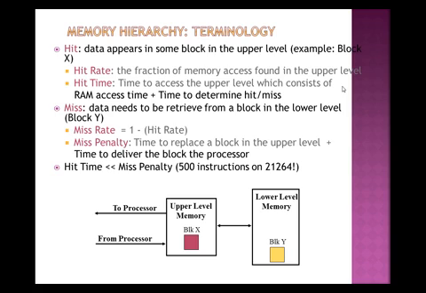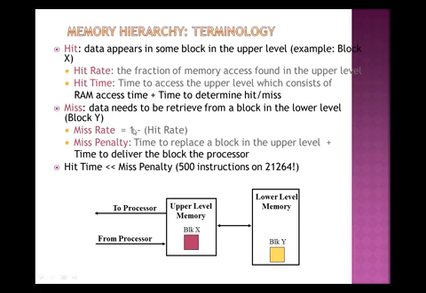Miss is the concept when the data is not available in the cache memory, then the CPU fetches the data from the main memory. That is, data is not available in the cache memory, so there is a miss, and the CPU approaches the next memory, that is your main memory. So there are two concepts, one is hit and one is miss. The data needs to be retrieved from a block in the lower level. Lower level means your main memory, that is your miss.